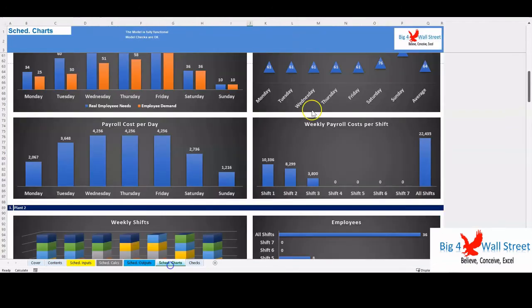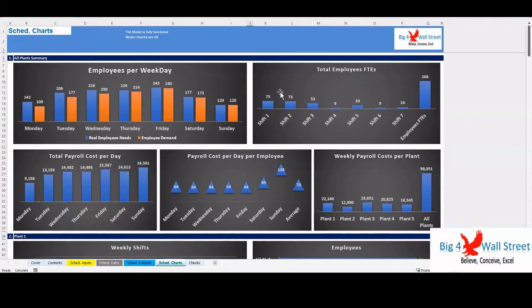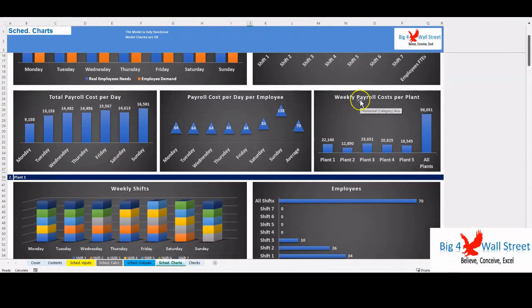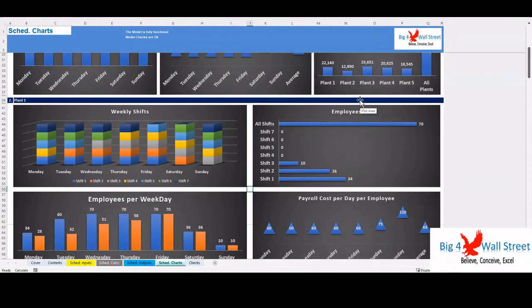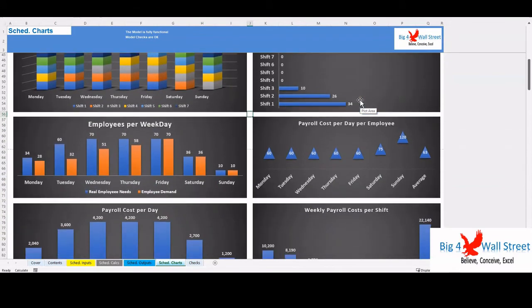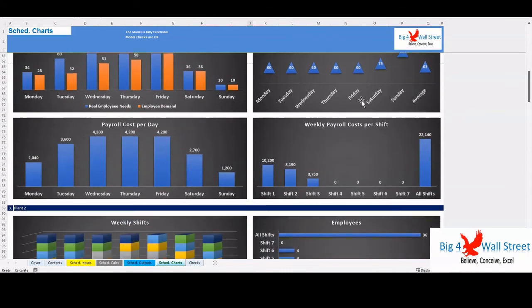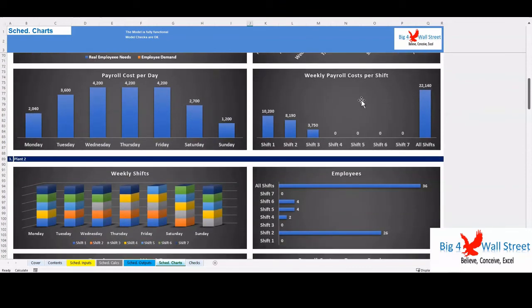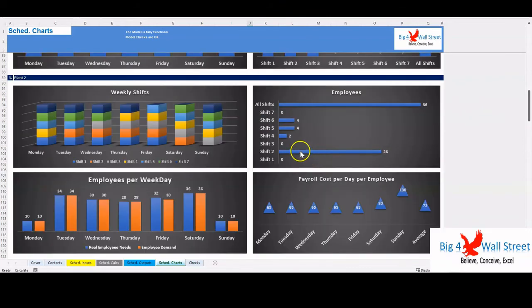A set of graphs in the Charts tab present graphically the shifts per weekday, the employees' demand and needs per weekday, the total employees per shift, total payroll cost per day, and the weekly payroll per plant and per shift, as well as the payroll cost per day per employee.